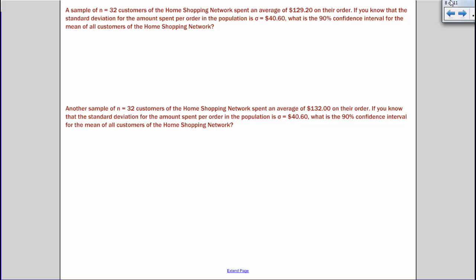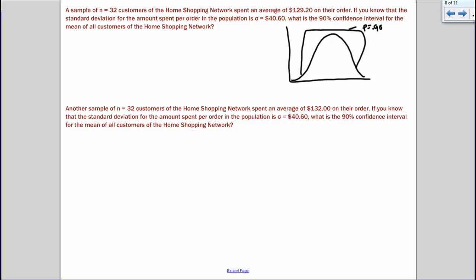All right, so the first thing that we need to identify is our alpha to figure out what type of z-score we're looking for. So if I draw this out, we know we're looking for the middle 90% of the distribution. So P equals 0.90. And we know that our alpha is equal to 1 minus 90 divided by 100, right? 1 minus our confidence level divided by 100. So this becomes 1 minus 0.90.